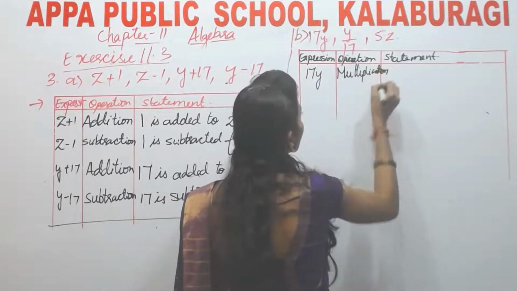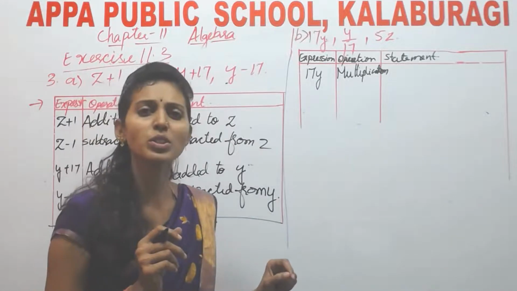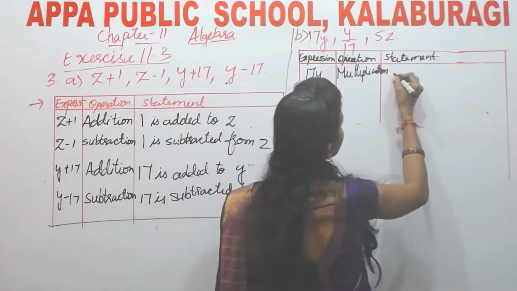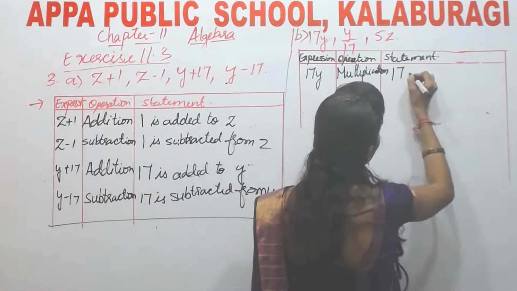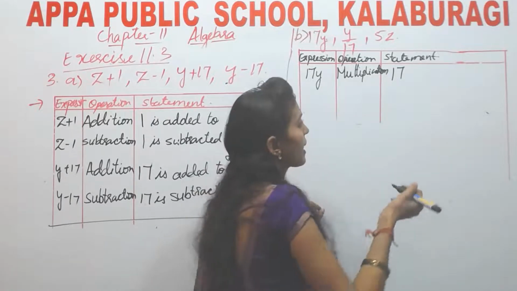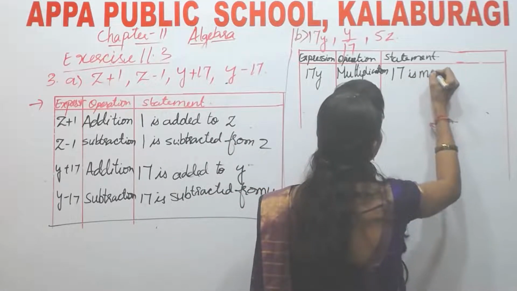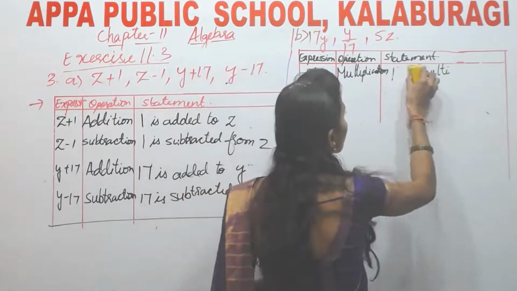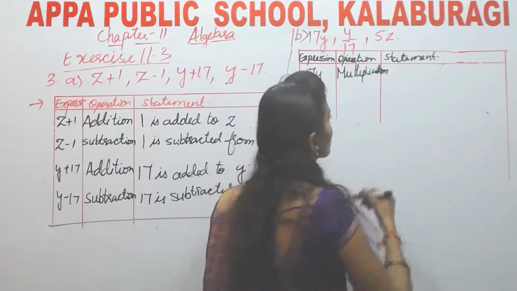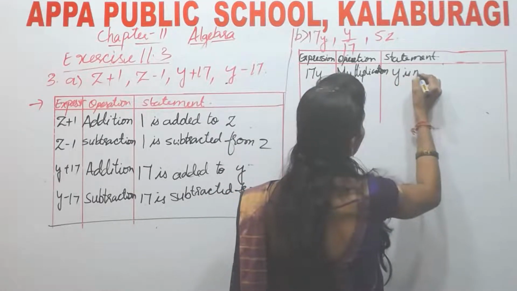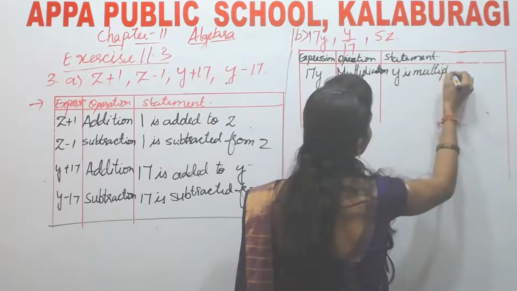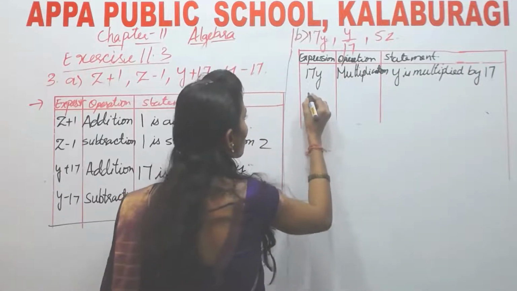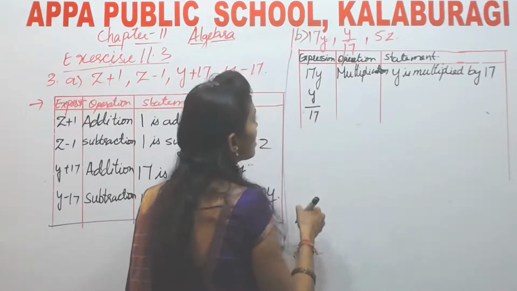Multiplication. I wrote it in small letters. You know the spelling, right? You can write it by yourself. And how does the statement form? 17 is multiplied to y, or y is multiplied by 17. Either way you can write it. Let me write it as: y is multiplied by 17. Next one, y divided by 17.